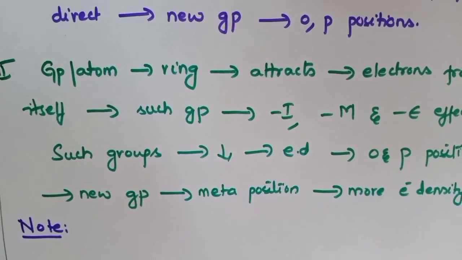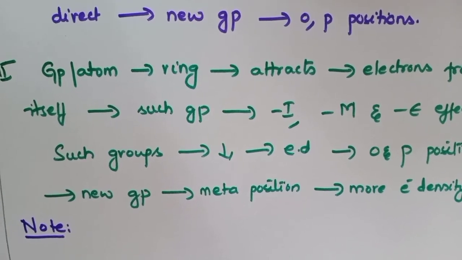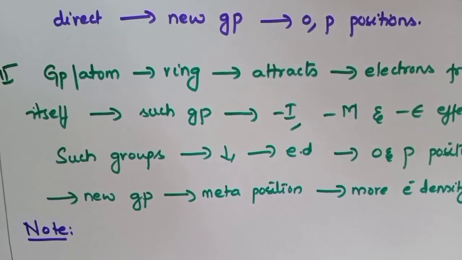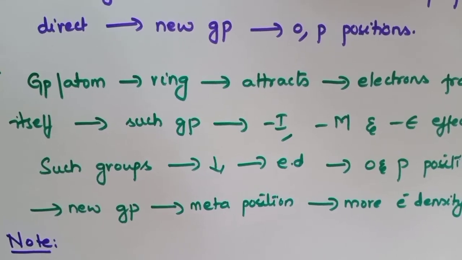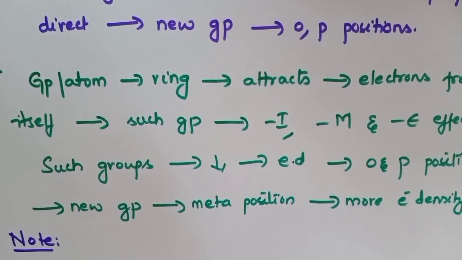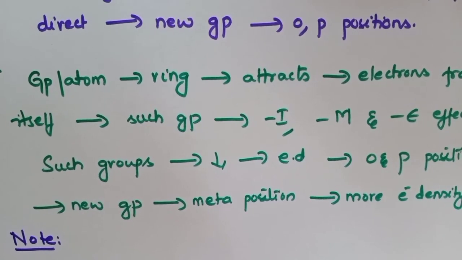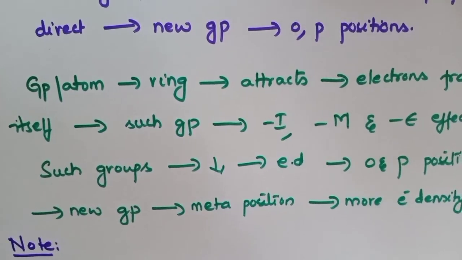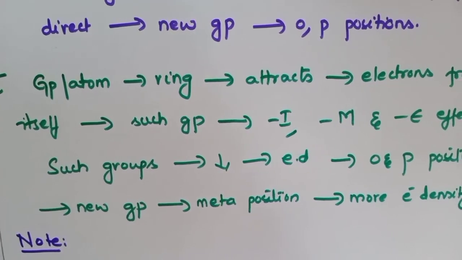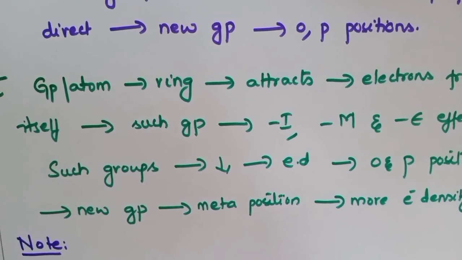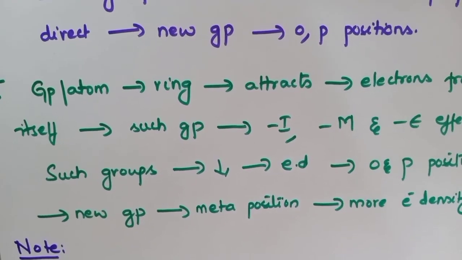Write down, students, one more important point at the end. Halogens, in brackets electron attracting, that is showing minus I effect, close the brackets. Although they are deactivating, they direct the new incoming group to ortho and para positions. Full stop. This is because of the dominating plus M effect.